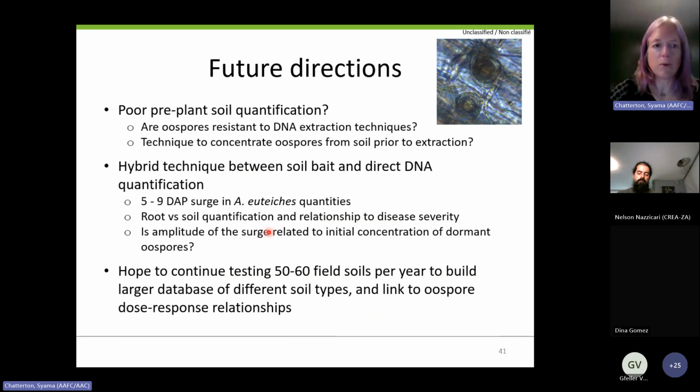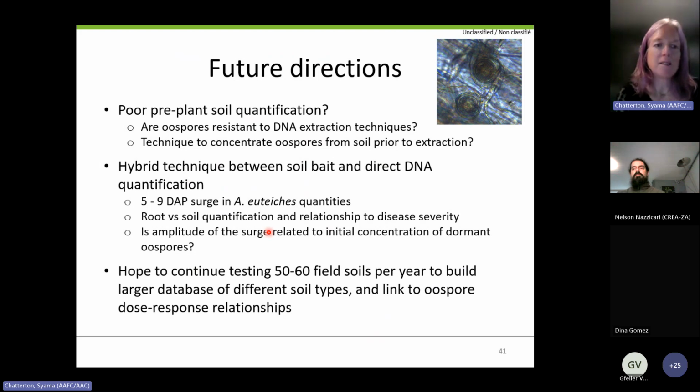So that is a work in progress, and just some questions, I guess, on why we're seeing this very poor pre-plant soil quantification. Are the oospores with their very thick walls resistant to DNA extraction techniques? Can we maybe look at techniques to try to concentrate the oospores from the soil prior to extraction? We have played around with that a bit, and so far nothing has worked very well.